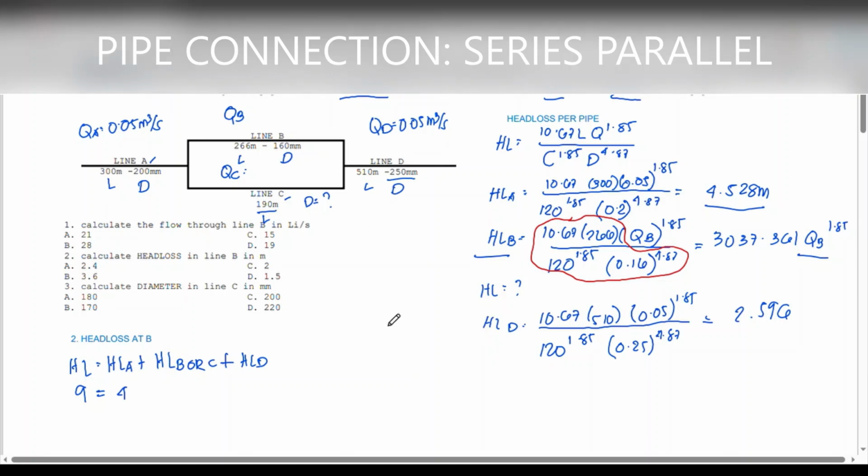2.528. 4.528 plus head loss at B. I'll just put that one as head loss at B. So head loss at D is equal to 2.596. So our head loss at B is equal to, transpose all values to the other side of the equation. So 9 minus 4.528 minus 2.596.